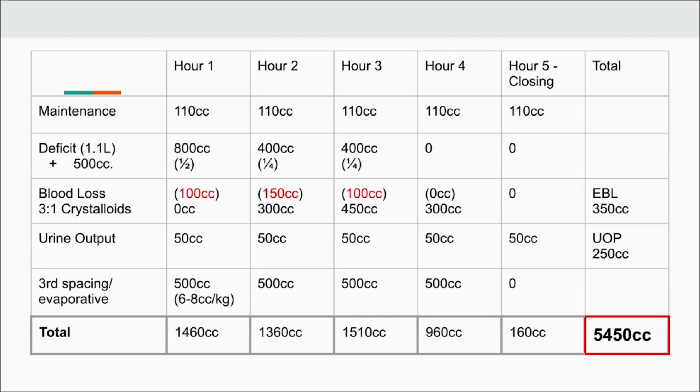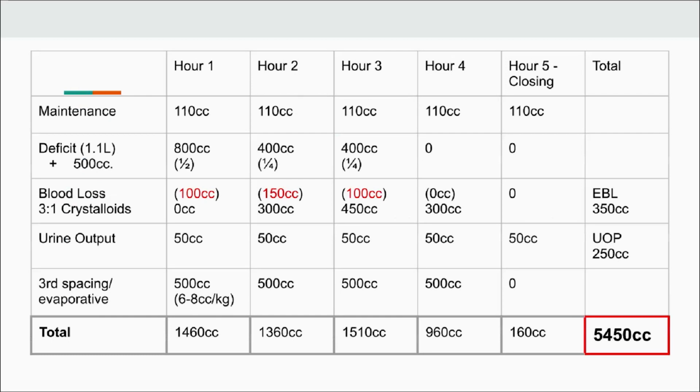And then something that might be a little bit controversial is third spacing or evaporative losses, but we do know that if a patient has an open belly with lights, the evaporative losses could be anywhere from 6 to 8 cc's per kilo per hour. Here we've used 500 cc's per hour to demonstrate that. So on the bottom line, in the first hour, we need to replace almost 1.5 liters. And across the bottom, you can see what we would expect to replace, for a total of over 5 liters in a 5-hour case, which sounds like a lot, but our rationale is here.